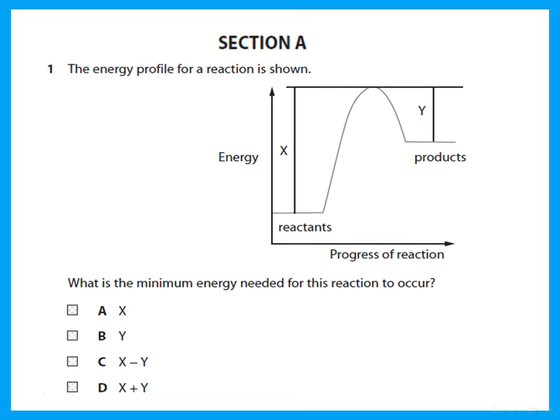So the first section, of course, is multiple choice questions, and this question has an energy profile for a reaction. He's asking what is the minimum energy needed for this reaction. Remember, the minimum energy needed for a reaction to occur is the activation energy. Now, where is activation energy in the energy profile diagram? You should realize that activation energy is the difference in energy from the reactants to the top. So in this case, activation energy is X. So my answer is A.